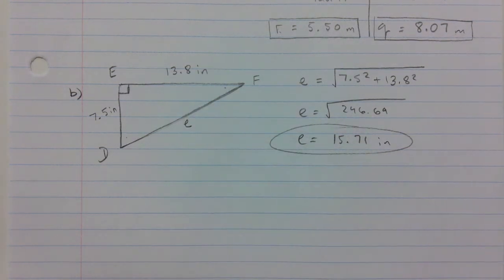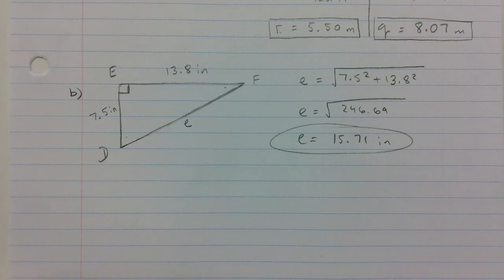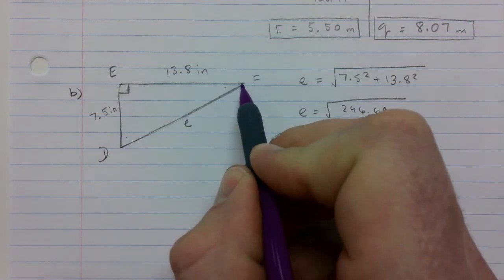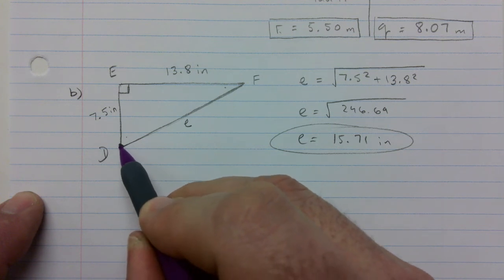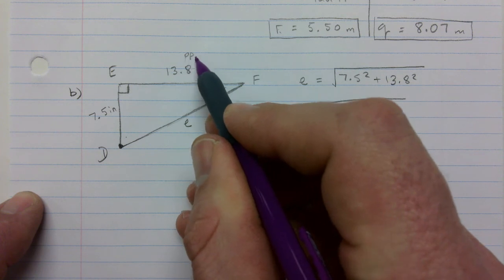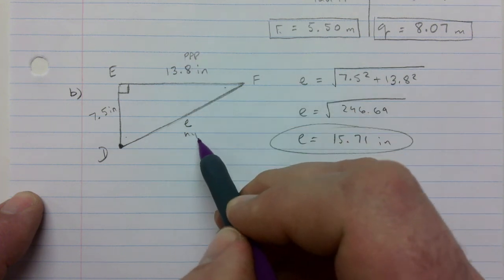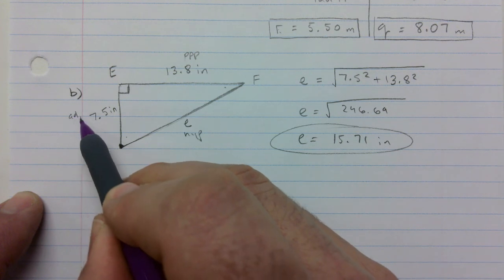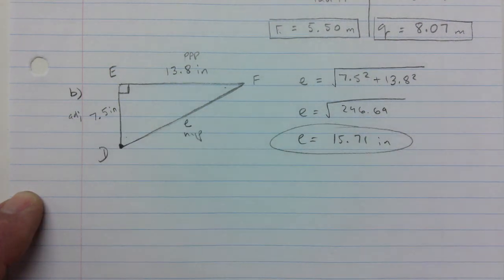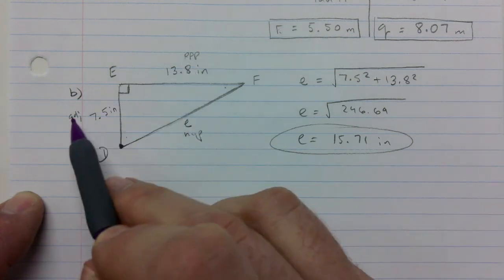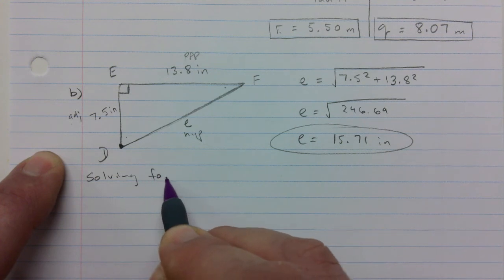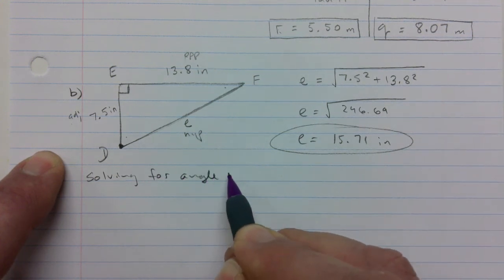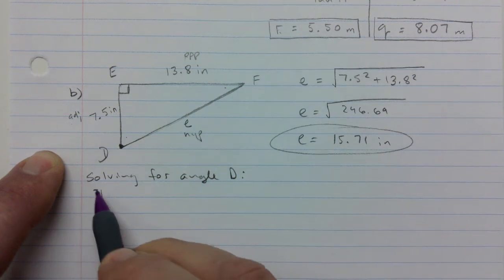And you don't know what they are. So you need to decide which angle you want to find first. Is it D or is it F? It doesn't matter. I'm going to pick D. Based on D, you label your sides. Opposite, hypotenuse, adjacent. Use the two sides that are given to you. So O and A, right? So solving for angle D, we have to use TOA.